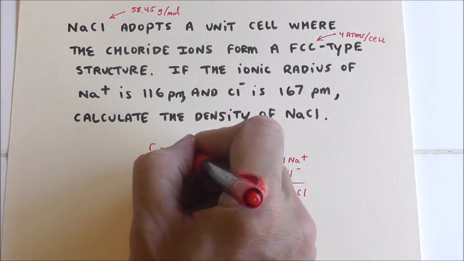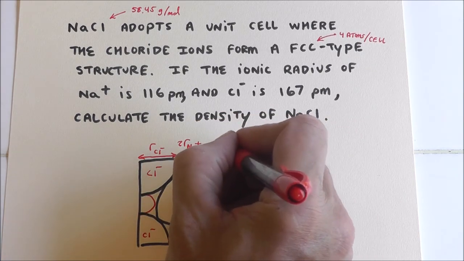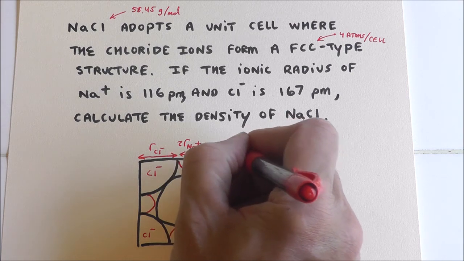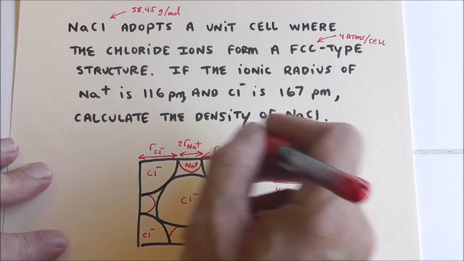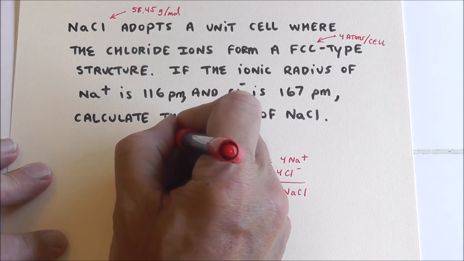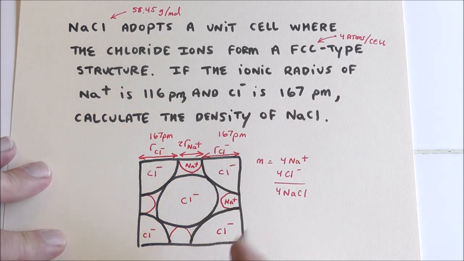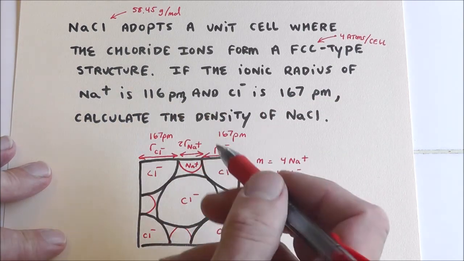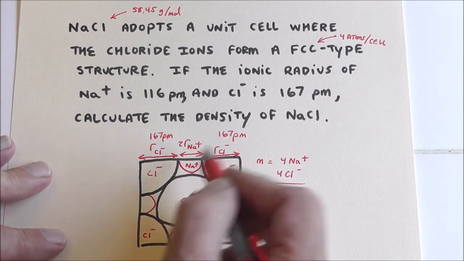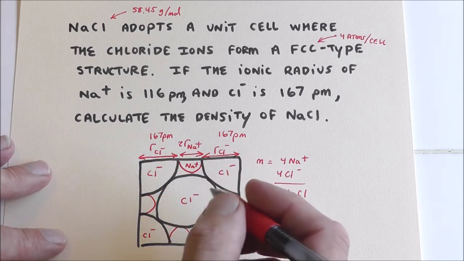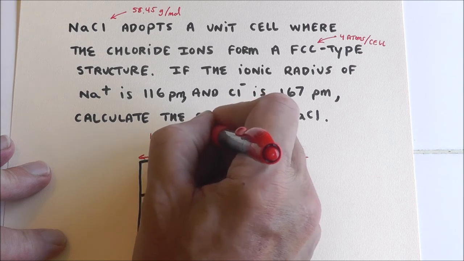There's 2R of a sodium, and there's another radius of a chloride. I'm going to do that just for variety. So this would be, according to the given information, 167 picometers. This would be 167 picometers, and this would be 2 times 116. And you see, I might not have drawn it perfectly, and maybe that's why the way I drew it isn't exactly all that accurate, and there's a lot more complexity to these things. This would be 232 picometers.